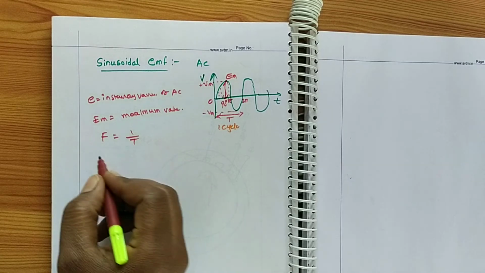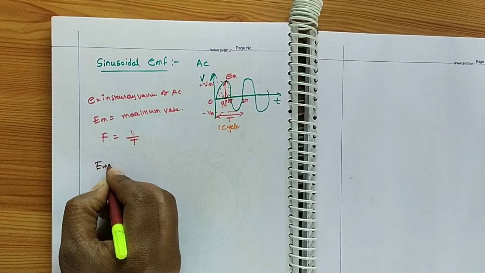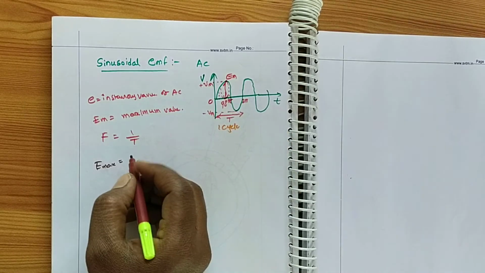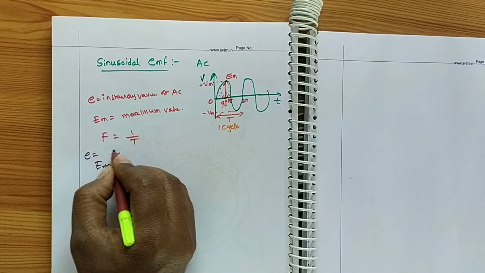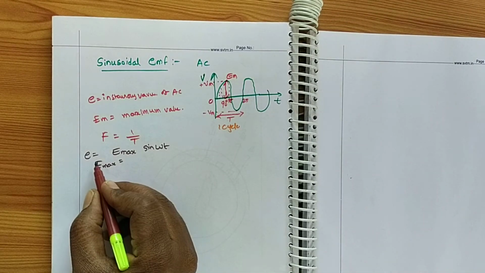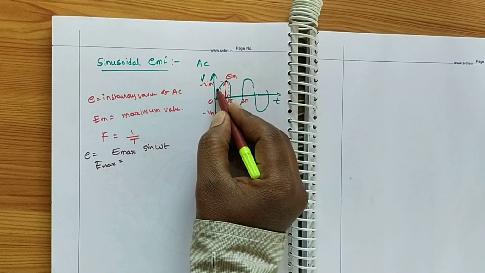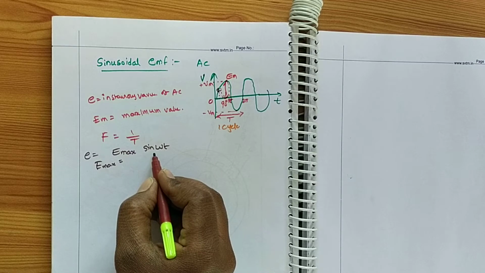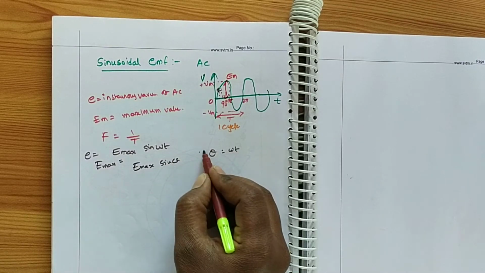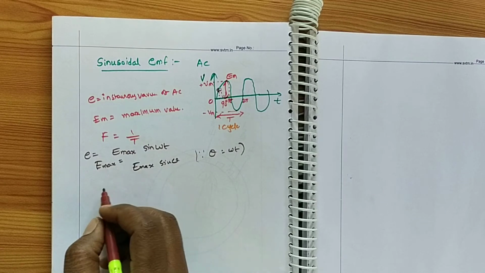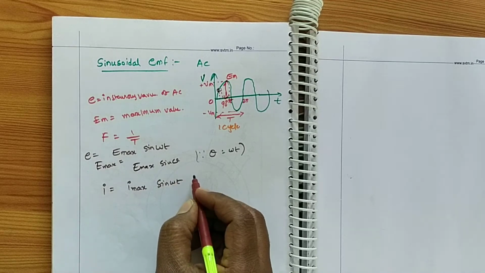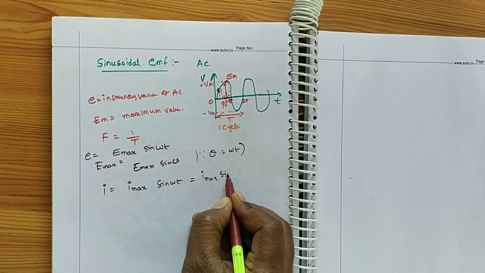We can write the sinusoidal voltage equation with E max as the maximum value, which occurs at 90 degrees. We can write the sinusoidal EMF equation as E equals E max sin omega t. This represents the instantaneous value of EMF at this position. E equals E max sin omega t, or E max sin theta, where theta equals omega t. Similarly we can write the alternating current equation, I equals I max sin omega t or I max sin theta.